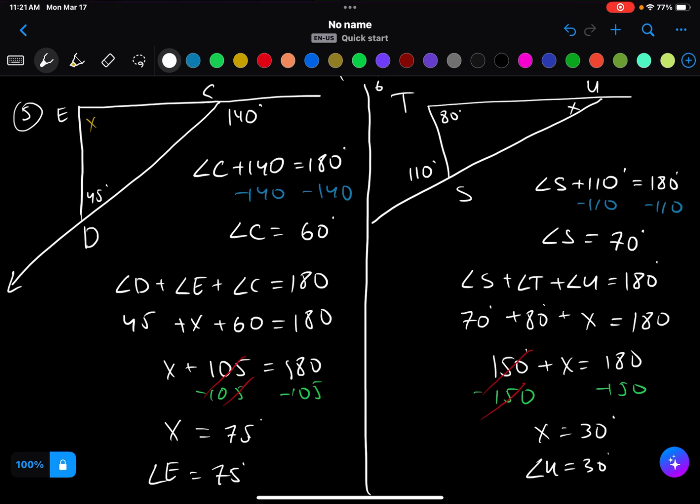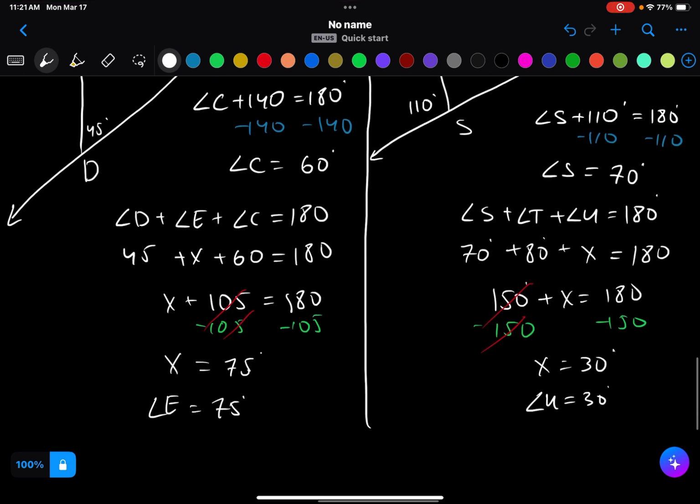And that is numbers, I forgot to do that. That's numbers 5 and 6. So pause that if you need to, copy those down. And moving on to number 7 on the back side of the worksheet. 8 more to go.